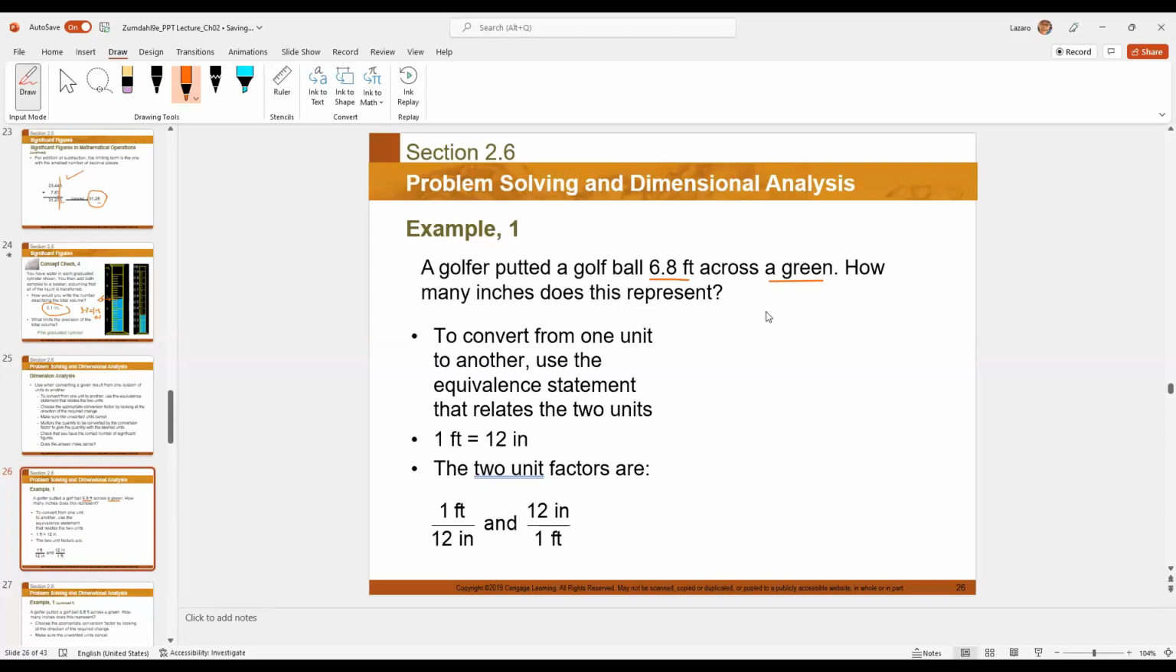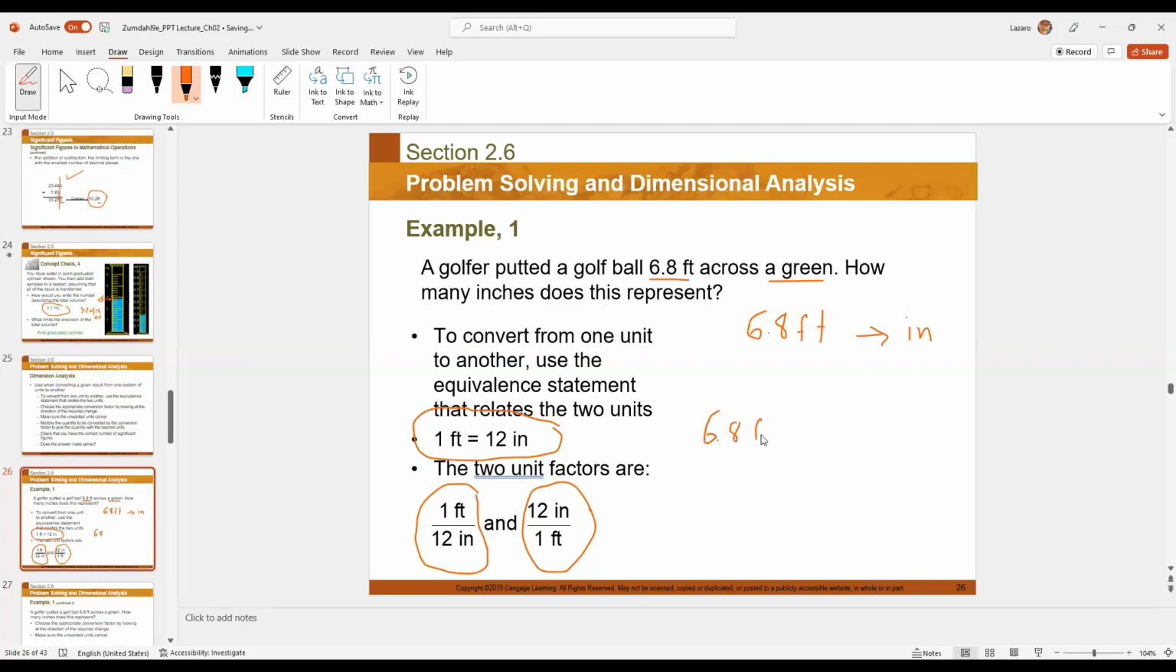Then you need what is given. It is given in feet. And you need to represent this in what? In inches. So you know that 1 foot is 12 inches. So you can write two factors. You can say that 1 foot is 12 inches, or 12 inches is 1 foot. Which one of these two factors are you going to use? Let's put here the number that is given.